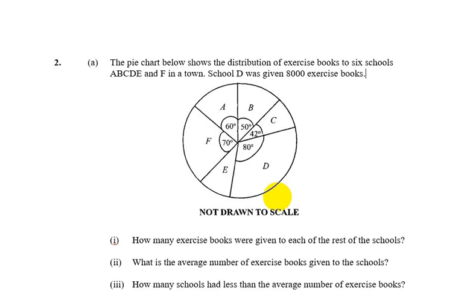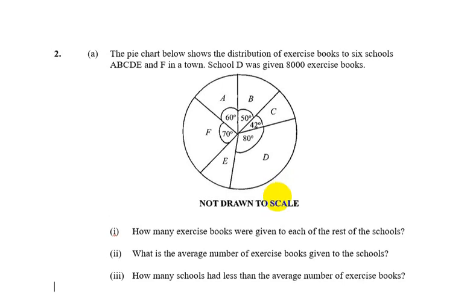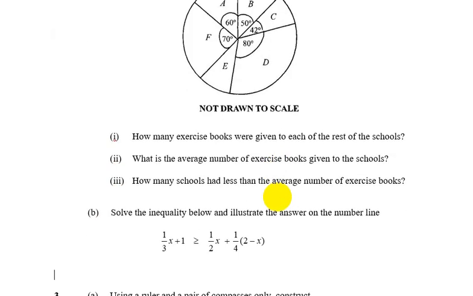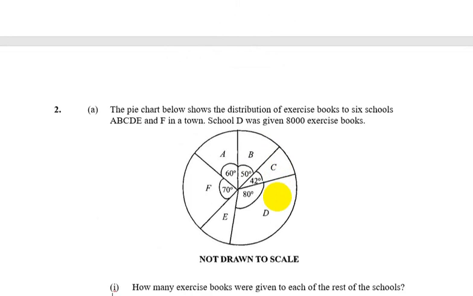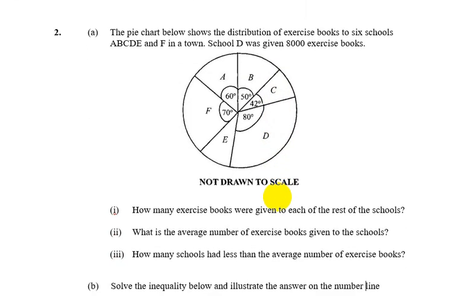Then we are asked how many exercise books were given to the rest of the schools. Okay, and also they are asking what is the average number of exercise books given to the schools? How many schools had less than the average? Now this question is very simple, so I want us to take it step by step. So I'm going to work it here and here as well, because I don't want the question to go down. So I'll start from here.